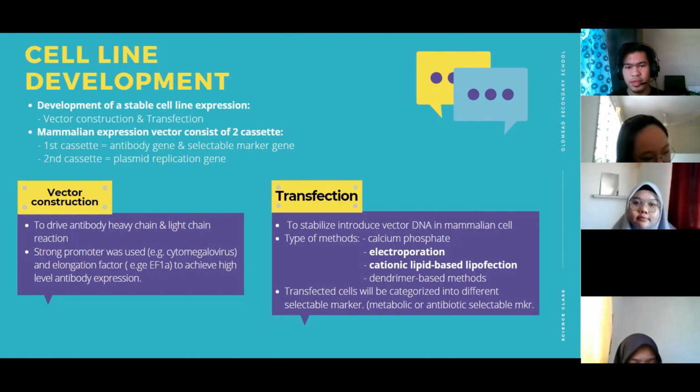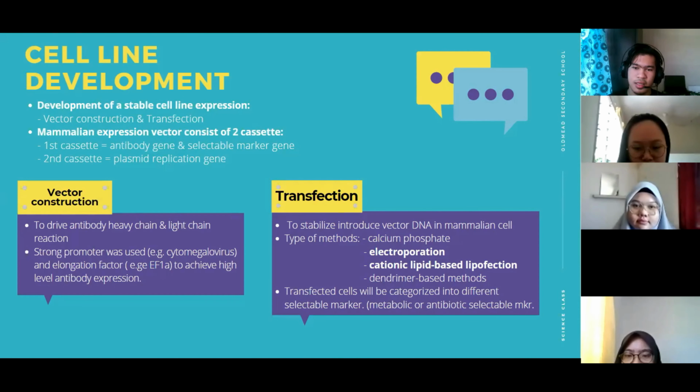And then the cell will undergo a transfection process, which is to stabilize the introduced vector DNA in mammalian cells. There are four methods that can be used: the calcium phosphate method, electroporation method, cationic lipid-based lipofection method, and the last one, dendrimer-based method. But only electroporation and cationic lipid-based lipofection are very famously used in production.